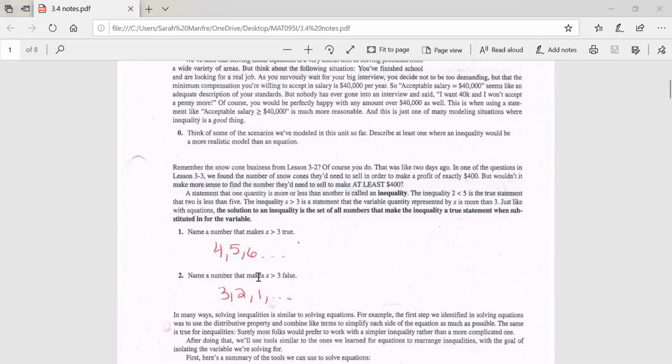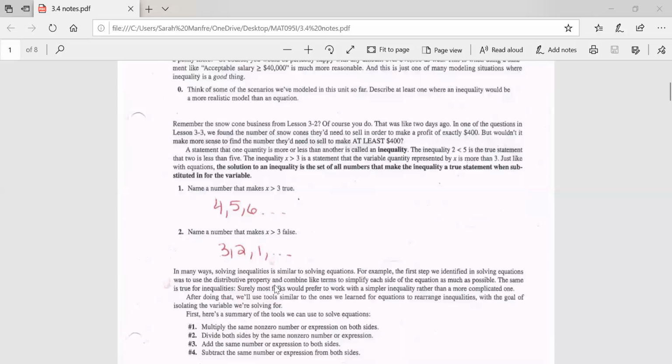What number makes x is greater than 3 false? 3, 2, 1, 0, -1, -2, -3. I just want everyone to take a second. Why did I include 3 for this problem, but I did not include it in the statement that says x is greater than 3? So why is 3 false? If you plug it back in, it would say 3 is greater than 3. Does that make any sense? No, 3 is equal to 3. Because it doesn't have the equal to symbol on the bottom of this inequality, it's going to be a false statement.